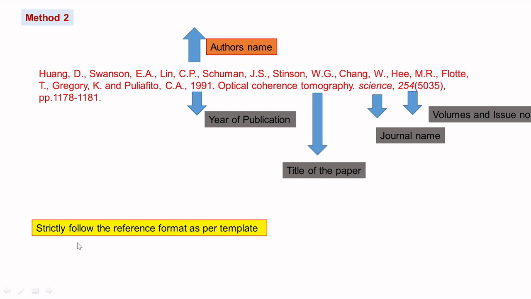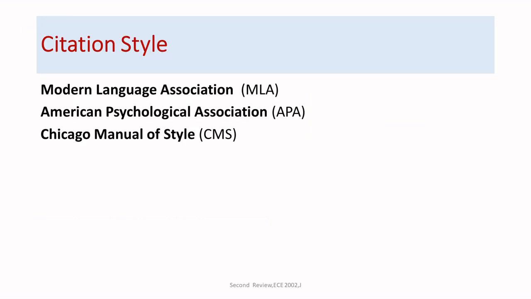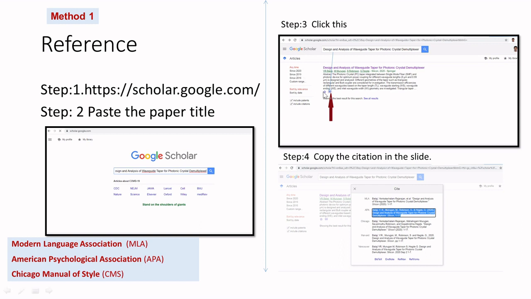So you have to strictly follow this reference format. When you want to submit or go with any presentation, if the conference manuscript guidelines mention that you should follow IEEE, you should follow this standard format. For our presentation, you can follow either method 2 or method 1. In method 1, I suggest you follow the APA.